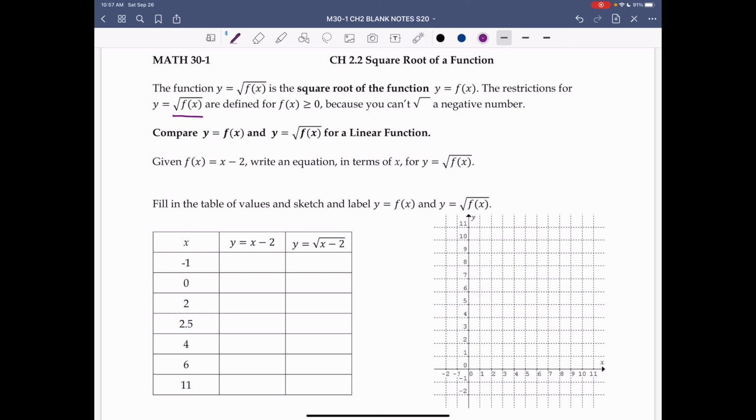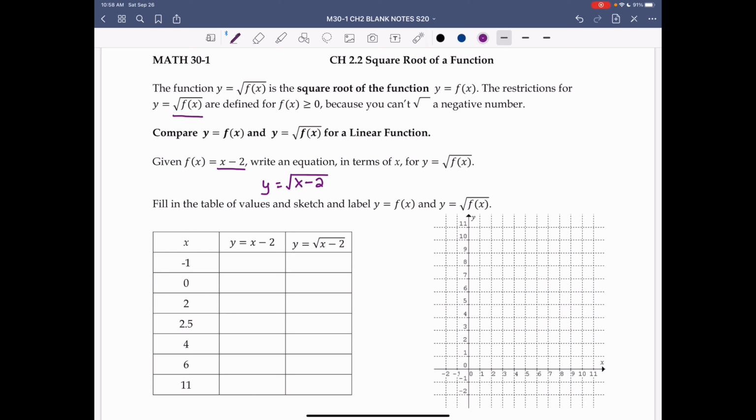Compare y equals f of x and y equals the square root of f of x for a linear function. Given f of x equals x minus 2, write an equation in terms of x for y equals the square root of f of x. All we have to do is take our function f of x and put that under our square root. So our new function is y equals the square root of x minus 2.